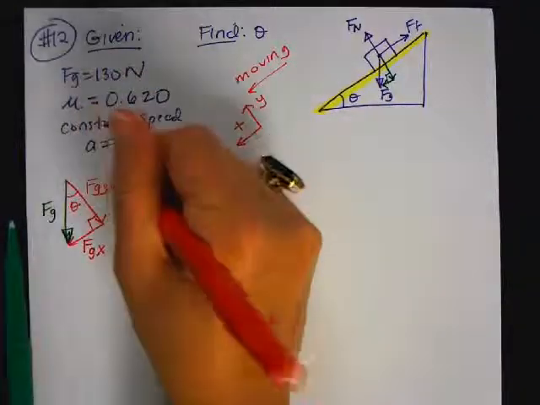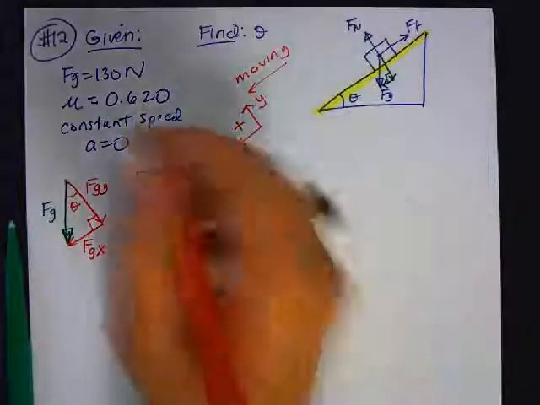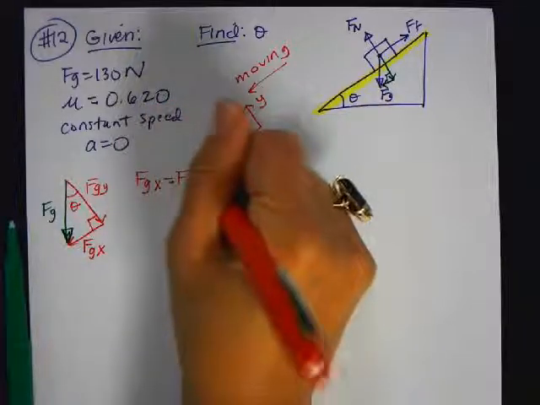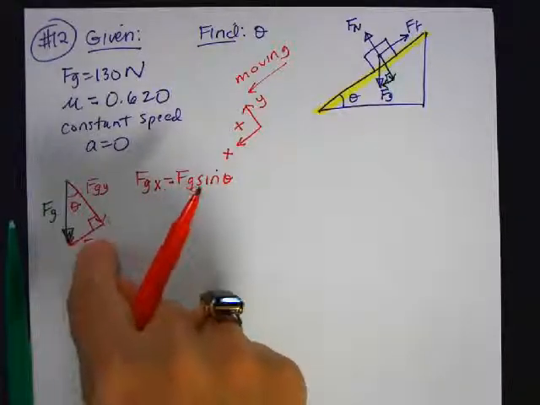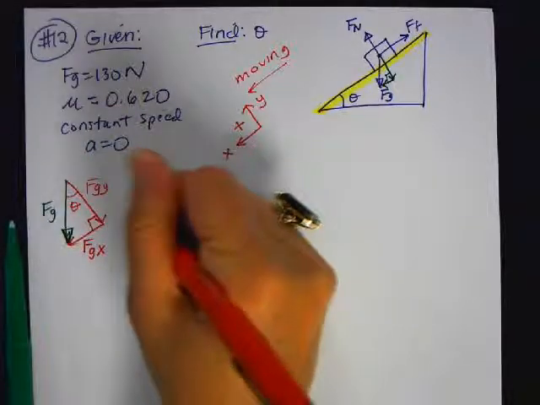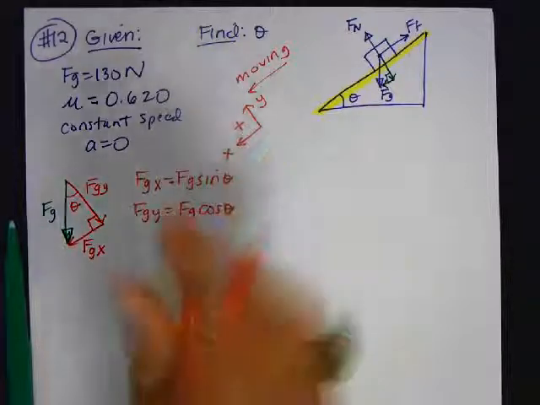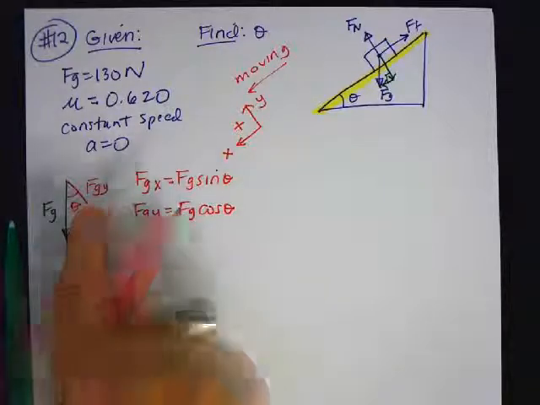Now, when I look at my triangle, even though I don't know the angle, I can still do what I normally do. So FGX is equal to FG sine of theta. Why is it sine? Because FGX is opposite the given angle. And then FGY is equal to FG cosine of theta. How do I know this is cosine? Because it's adjacent to the given angle.